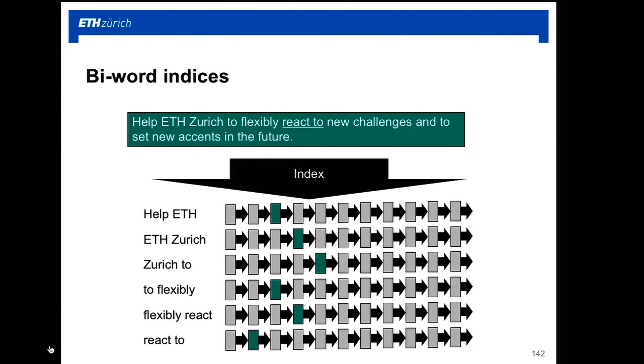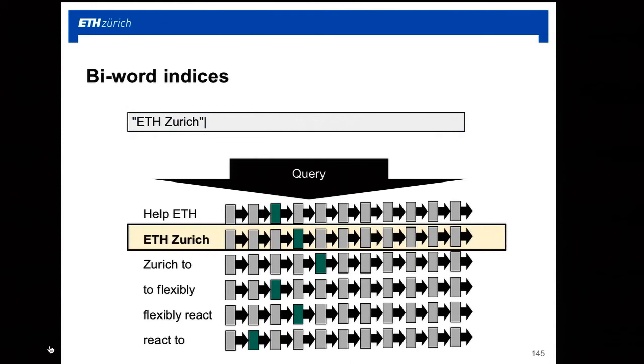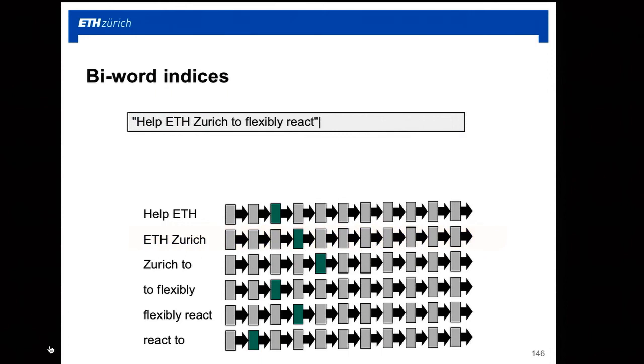You change what you index here. You no longer take single words, but you really take pairs of words that follow each other, and you build the index differently. And here you have the guarantee that the documents in there actually contain ETH Zurich. Okay? So if you query, this is what you get. Who understands this? Okay, so now I know that you knew how to do it.